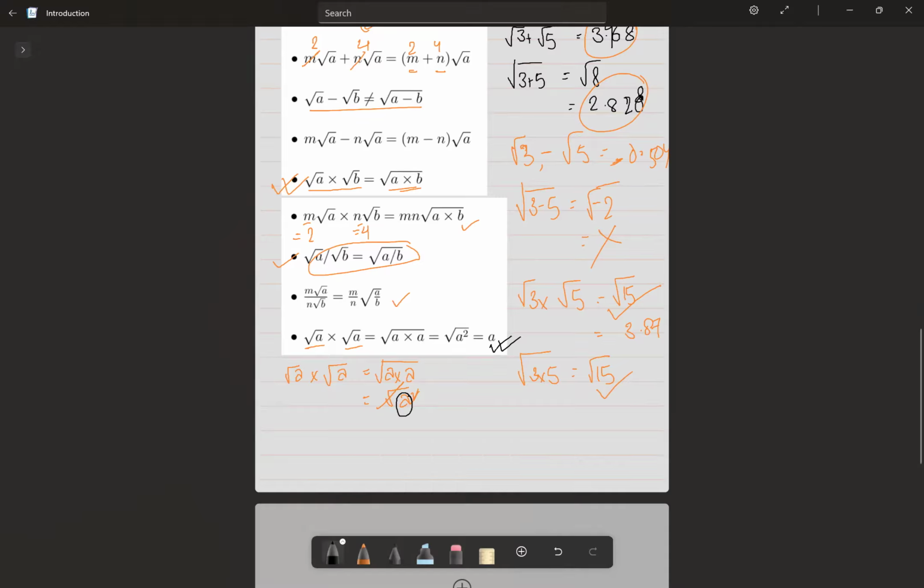Another approach to this one is, you can also say you have root a into root a. So you have root a squared, because root a is multiplied twice. So the square and the root again cancel out, and you are left with a.